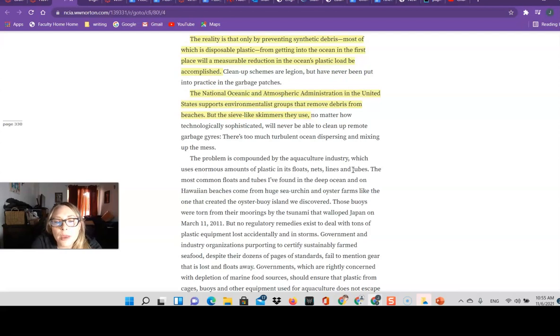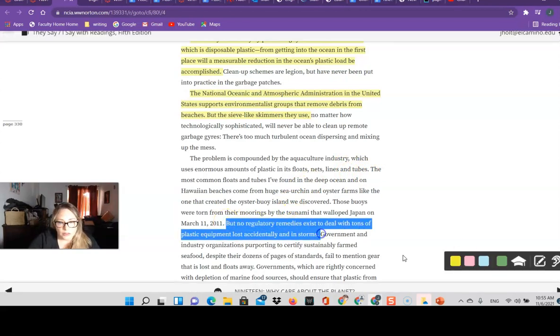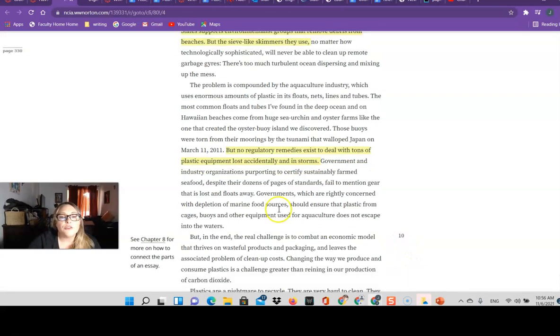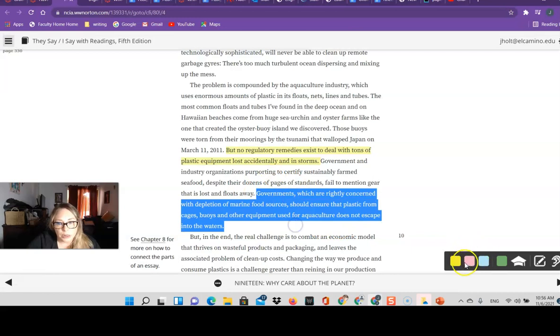But no regulatory remedies exist to deal with tons of plastic equipment lost accidentally and in storms, so there's no regulations on this. Government and industry organizations purporting to certify sustainably farmed seafood, despite their dozens of pages of standards, fail to mention gear that is lost and floats away. Governments which are rightly concerned with the depletion of marine food sources should ensure that plastic from cages, buoys, and other equipment used for aquaculture does not escape into the waters, right? So governments aren't ensuring this.